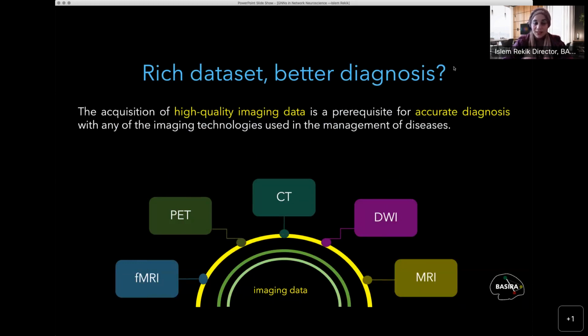And so that's why they aim to collect a lot of data, high quality data, with the hope of getting better diagnosis of particular diseases and disorders. So for example, one of the modalities that we could potentially use is functional MRI, PET, CT, diffusion weighted imaging, and typically MRI.